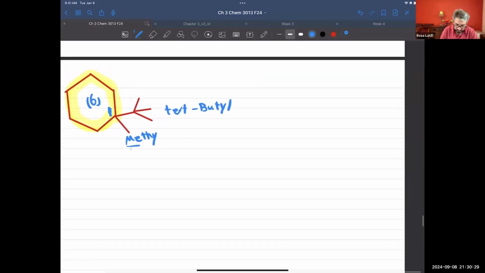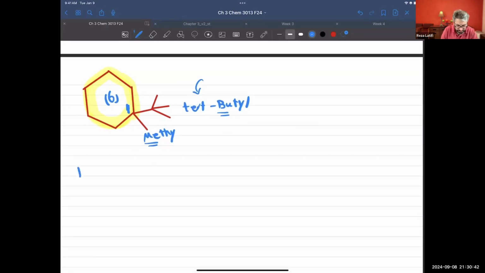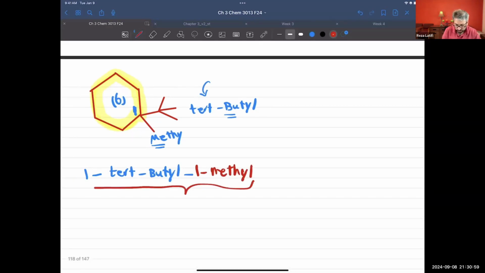Which one do I need to write first, methyl or tert-butyl? We said we don't care about the tert, so we focus on the b. If I want to alphabetize them, butyl should come first. So on the first carbon, I have tert-butyl, and then again on the first carbon, I have a methyl group. Both of these are sitting on cyclohexane.